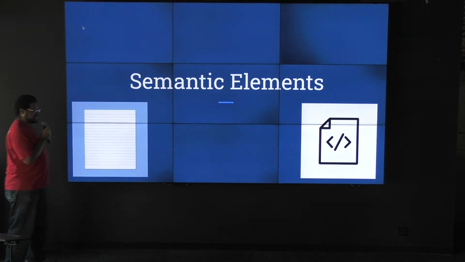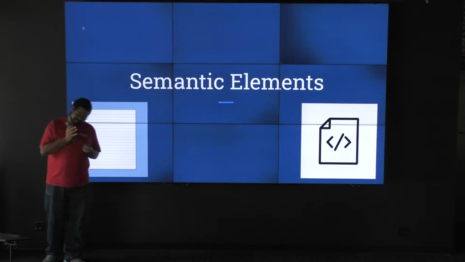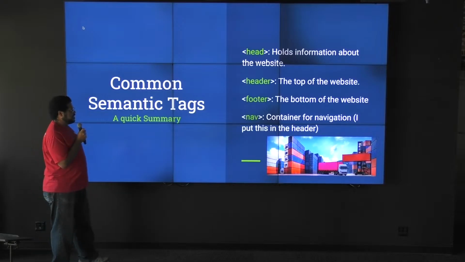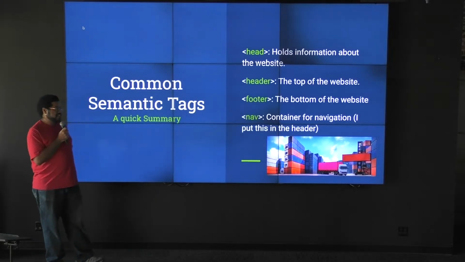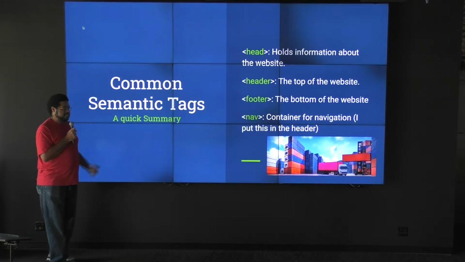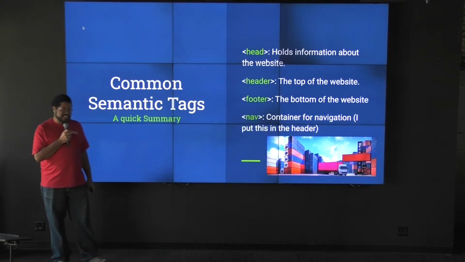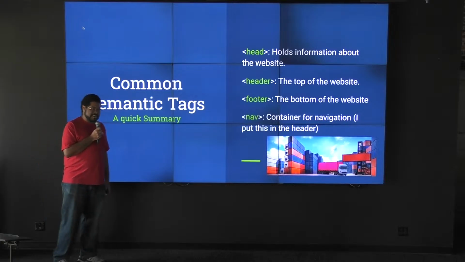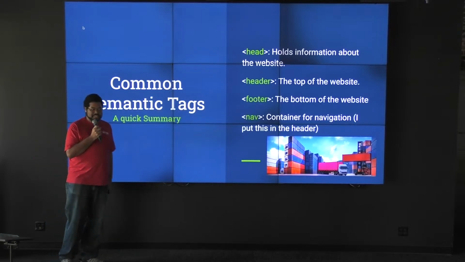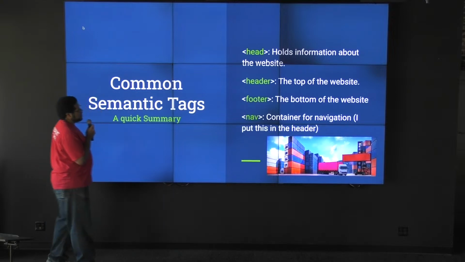So then we have semantic elements, which is, as described, the ones where they describe what they do. So some very common ones you'll see are head, header, footer, and nav. So head, for instance, that's where you put all your link tags, the meta tags, and all the stuff that you don't really want people to see on the page itself, but you want Google to see it in the search engine, so that people can find your website. And also where you would put things like your title.